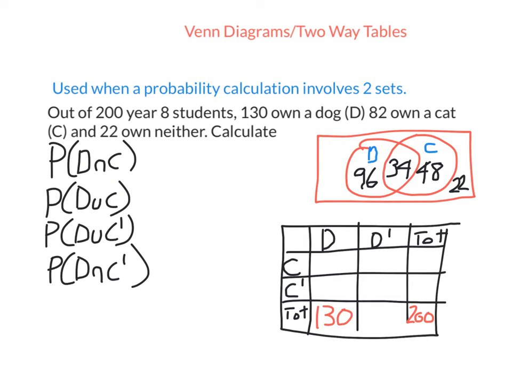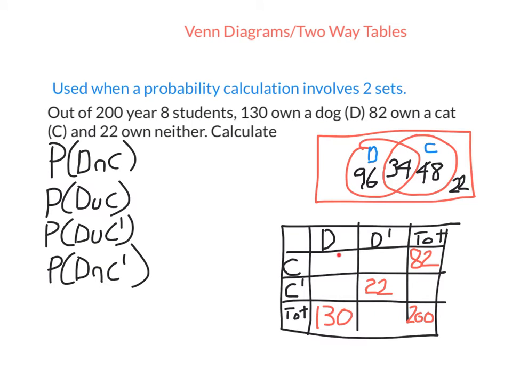We don't put that number here because this is the cell for people who own a dog and a cat. It didn't say 130 people own both. It just said 130 people own a dog. Similarly, 82 people own a cat, so we'll put 82 there. And then it says 22 own neither. The neither cell is this one here. It's in the not dog owners column and the not cat owners row. Where these two intersect, this means they don't have a dog and they don't have a cat. So we're going to put the 22 who own neither there.